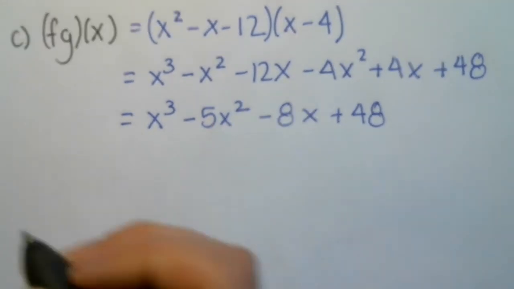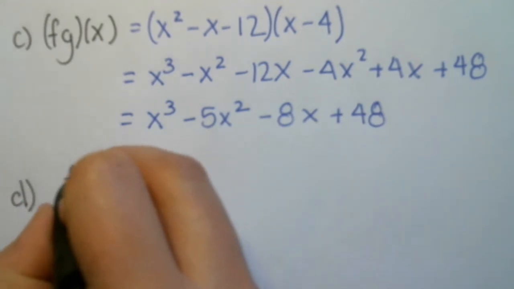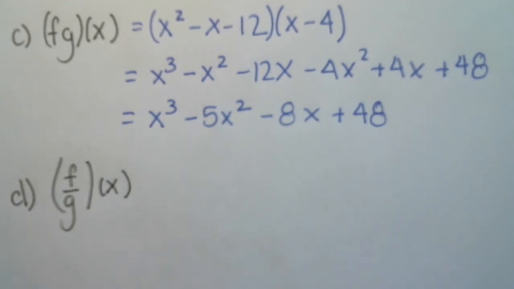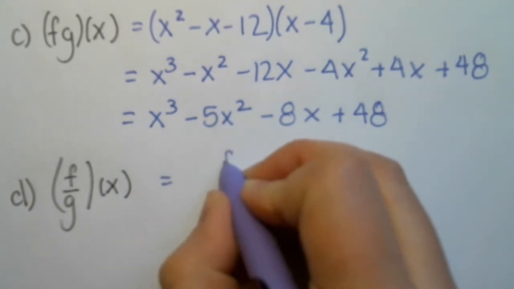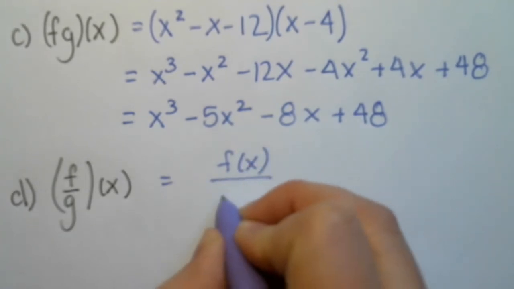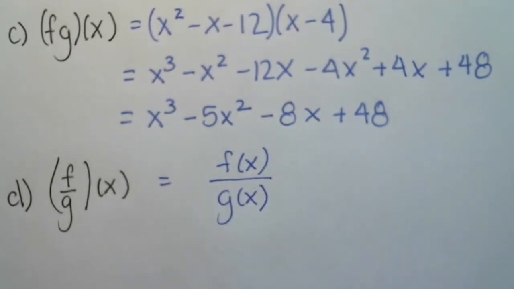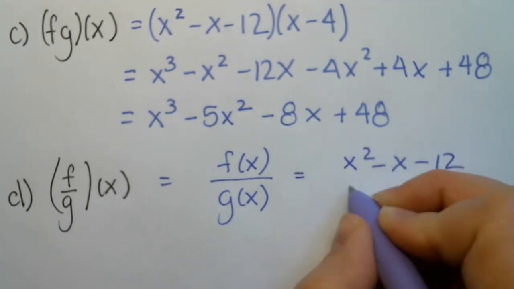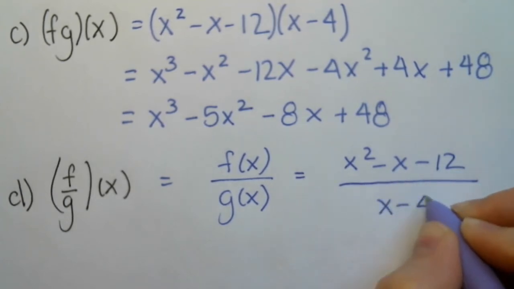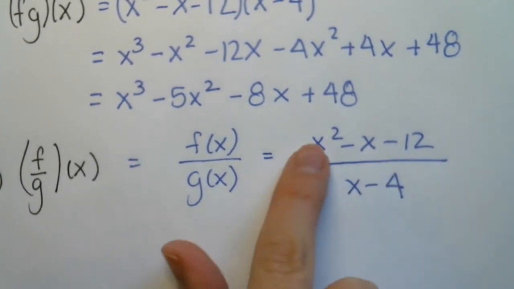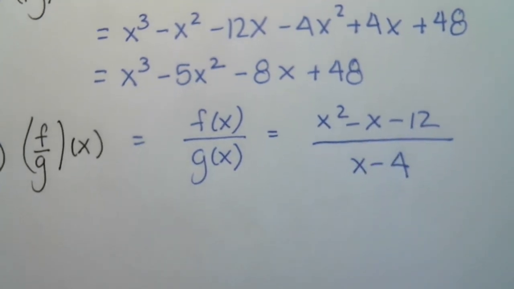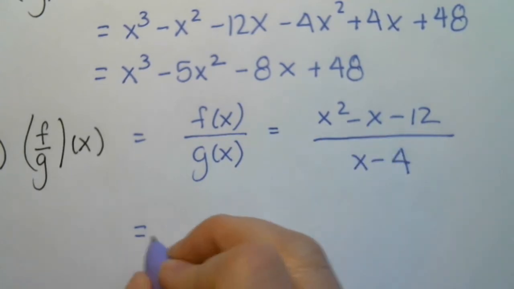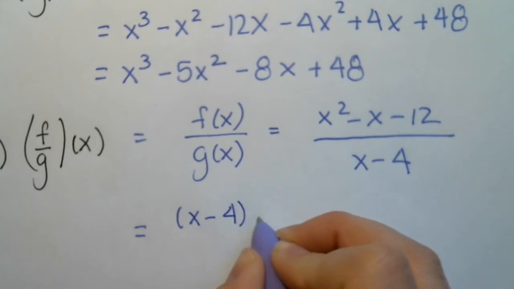And our last one is f over g of x. Okay. So we would have f of x divided by g of x. Okay, so for us that would be x squared minus x minus 12 over x minus 4. Okay, now this factors, so I'm going to try to simplify this by just factoring and canceling common factors. So what multiplies to negative 12 and adds to negative 1? It should be negative 4 and positive 3.